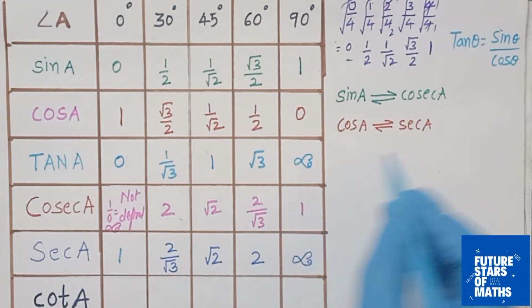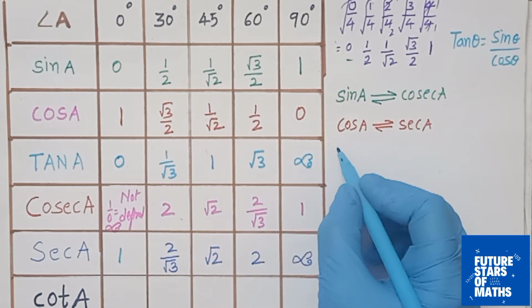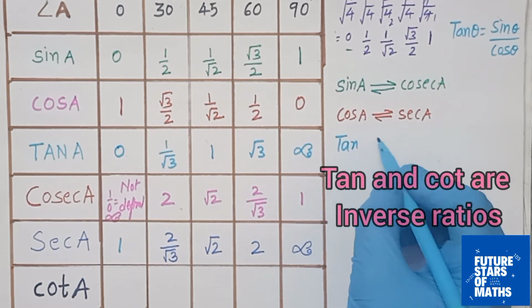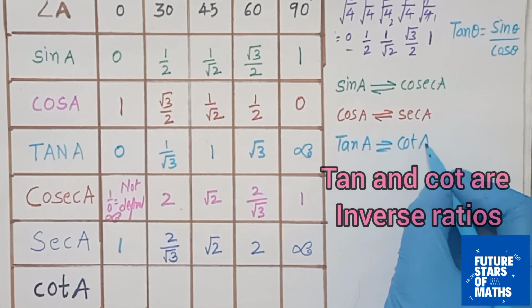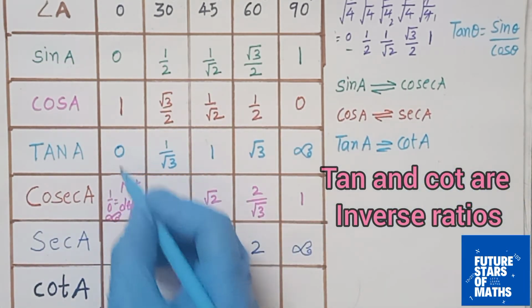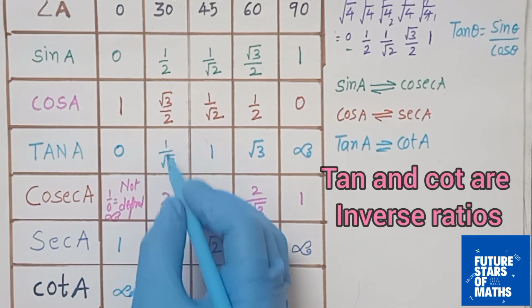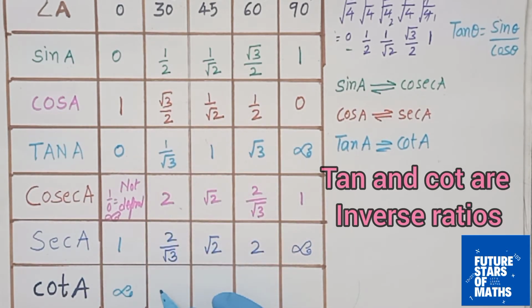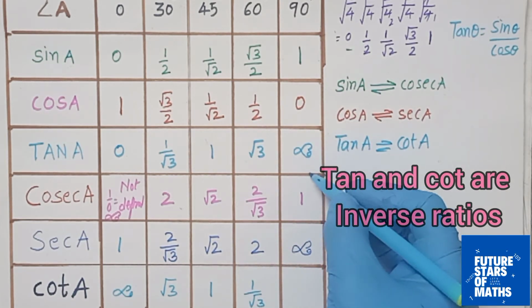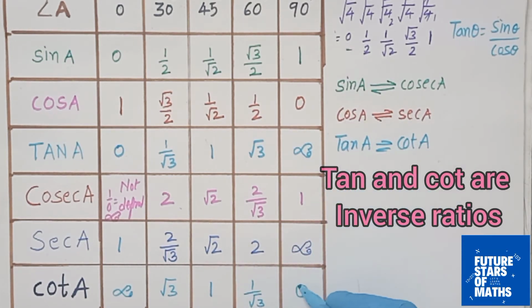Okay. Now what are tan and cot related with? They are inverse of each other. So tan A and cot A are inverse of each other. So we will reverse this and write here. 0 by 1 means 1 by 0. 1 by 0 is what? Infinity. Then 1 by root 3 is there. So root 3 by 1. That is root 3. 1 by 1, 1. Root 3 by 1. When we reverse we will get 1 by root 3. Infinity by something means we will get here 0.